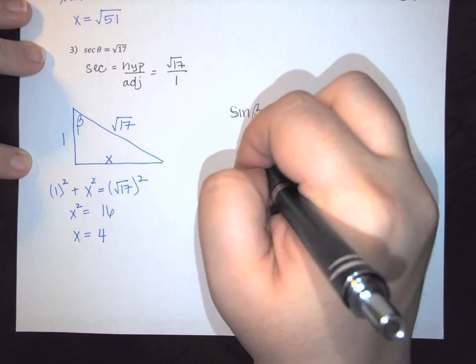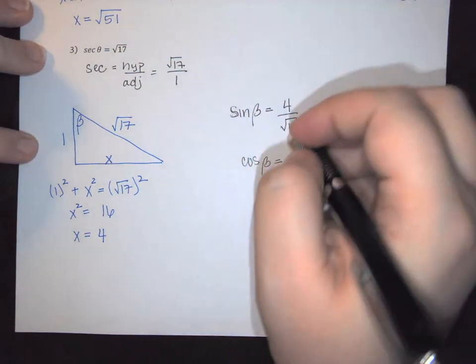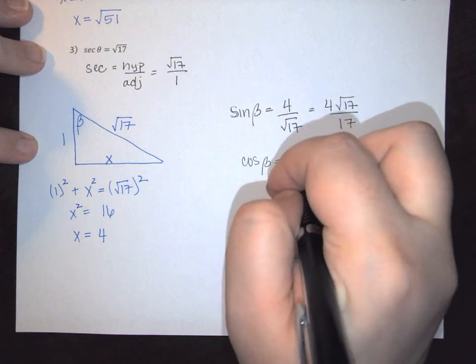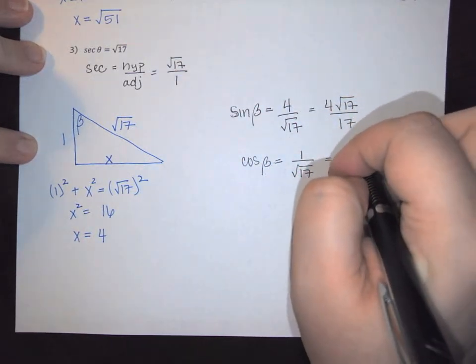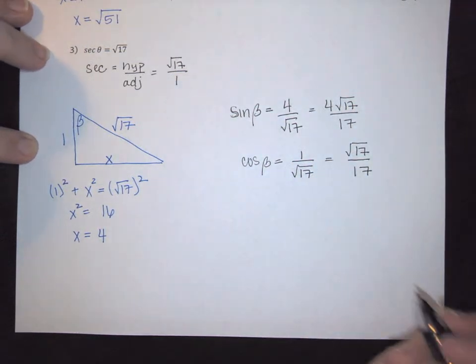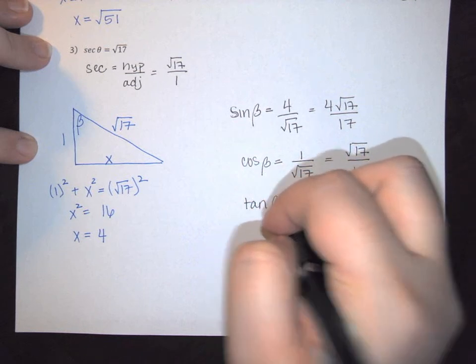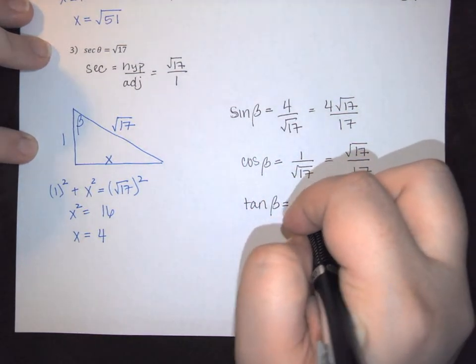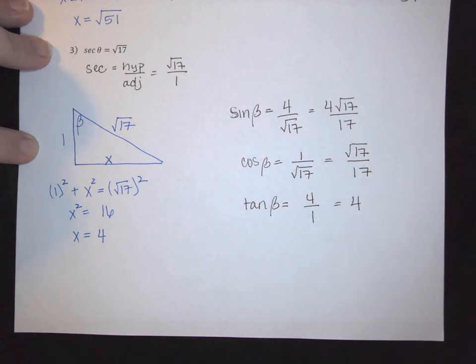My cosine is going to be 1 over the square root of 17. Again, we're going to rationalize. So we've got the square root of 17 over 17. My tangent is going to be 4 over 1, which you could also just simply write as 4.